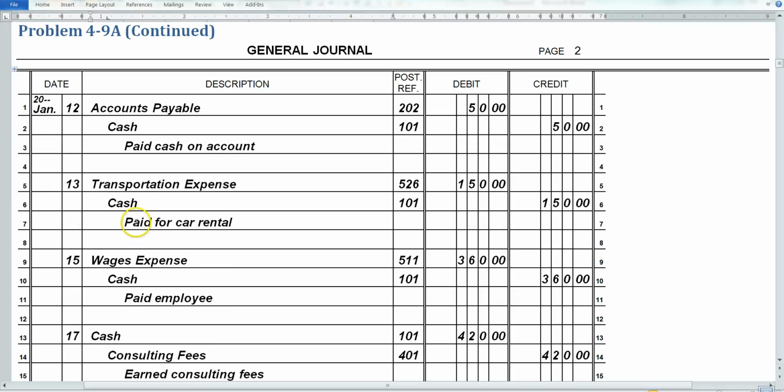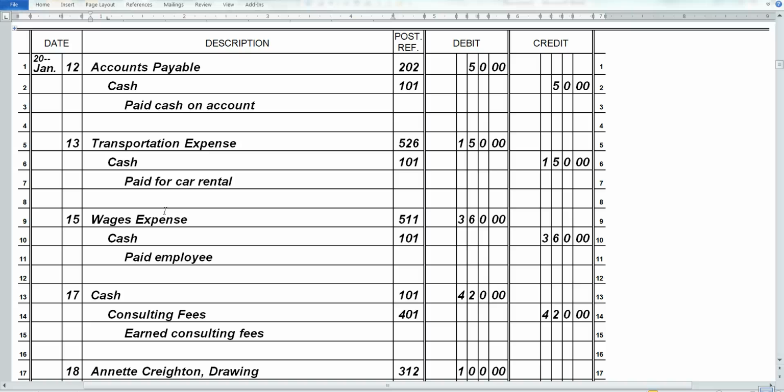We continue January 12th, made payment on account. We have accounts payable. Remember back before on those two transactions when we bought office supplies and equipment? Well, now we have to pay them. We're going to pay $50. So we're going to reduce our liability, and we're going to reduce our cash, and we paid on account.